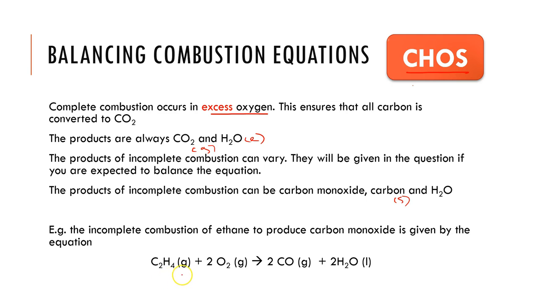It is a gas because gases are what burn. Okay, to produce carbon monoxide is given by the equation C2H4 plus 2O2 goes to carbon monoxide and H2O. Okay, you can't balance this unless you know the exact products that they're asking you to do.